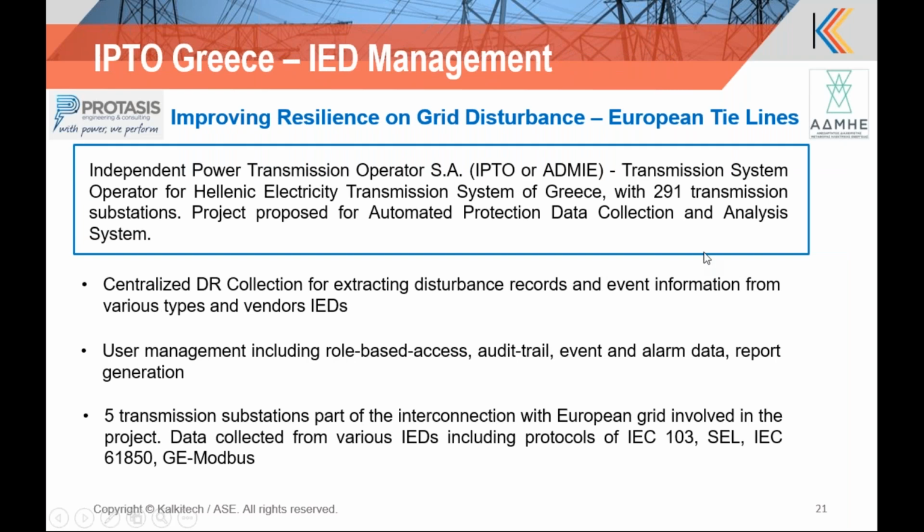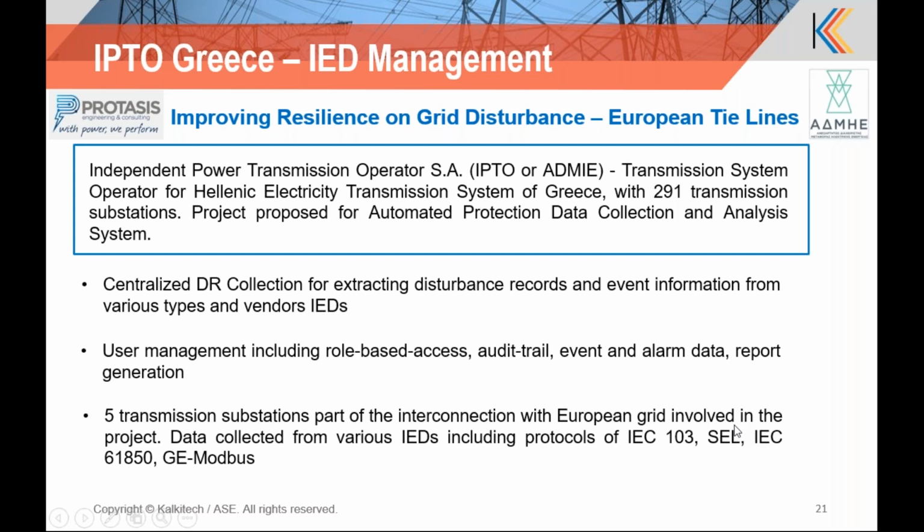So Greece, it is a Thailand substation, and they needed a DR collection as well as records and event information extracted from the DR records, and they want role-based access, audit trail, alarm, event data, and report generation. First target was 1 substation, then they moved on to 5 substations. Now they have added 1 more substation, taking the total to 6. Now they will be adding more substations, and this includes protocols like 103, IEC 61850, and GE models.